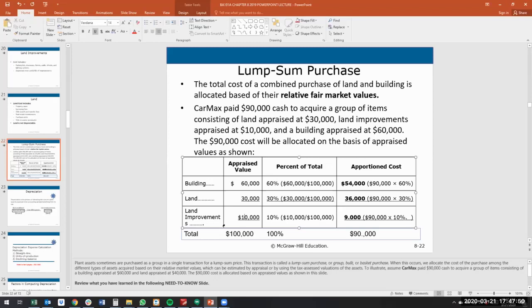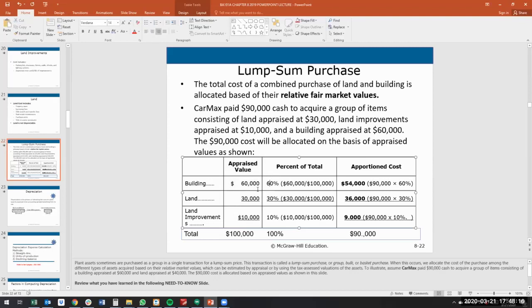plant, property, and equipment. And so generally we'll receive an appraisal report saying the building's worth $60,000, the land's worth $30,000, and the land improvements are worth $10,000. So the appraised value is $100,000. We got it on sale. We got it for $90,000. But we have to allocate the $90,000 we paid based on the fair value or the appraised value of the assets.